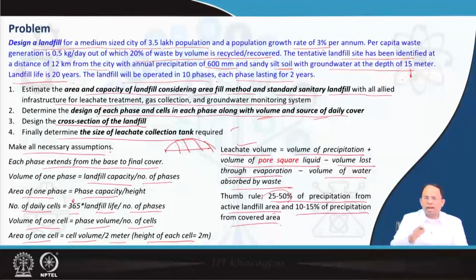Because there is no final cover given, but 10 to 15% of precipitation from covered areas, that is intermediate covered areas or final covered areas, only a limited amount of water enters from those areas. So that is around 10 to 15%. In case of final cover, this is even lesser. So as you can understand, it is very complicated. It needs to be as per actual design and actual state of operation. We need to determine how much precipitation will go inside this particular landfill site.